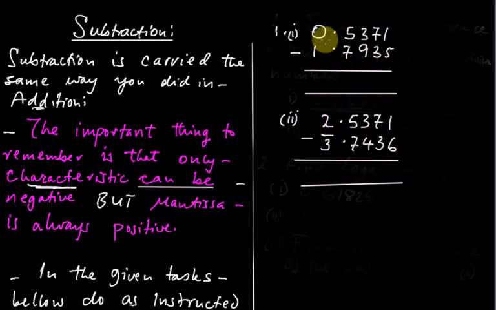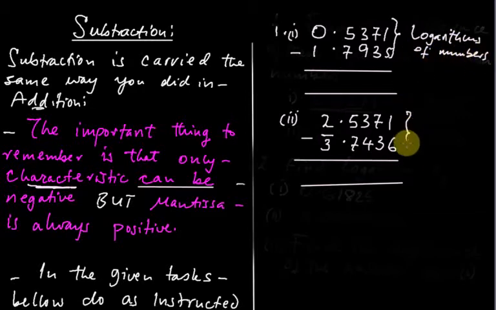The first one was 0.5371, take away 1.7935. These are logarithms already. These here are logarithms of certain numbers. Okay, these are logarithms of certain numbers. So as here, these are logarithms of some numbers. So we don't need to know the numbers here. What we need to do is to perform subtraction of these logarithms.